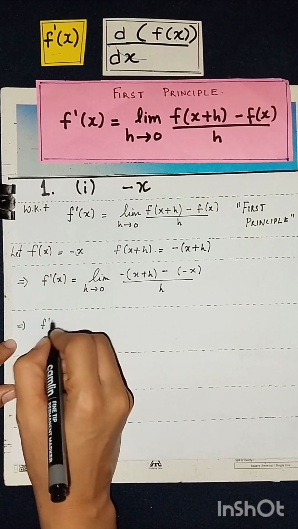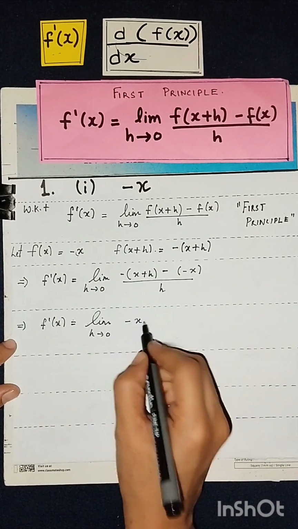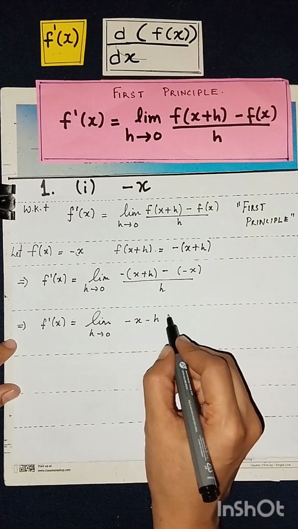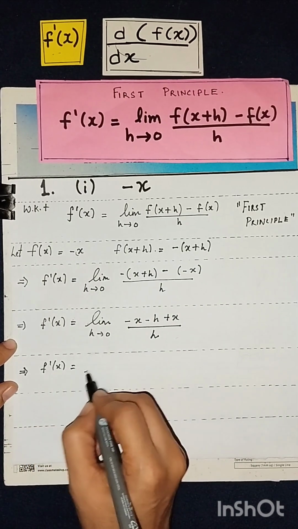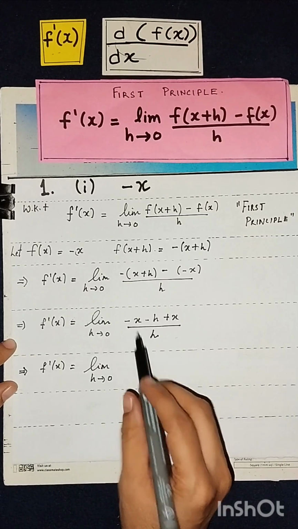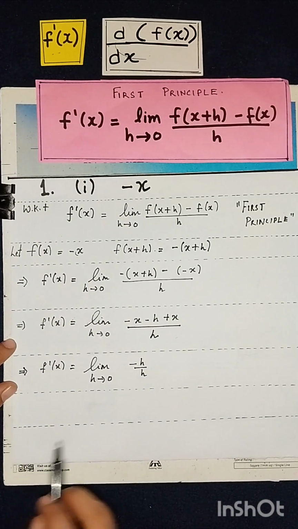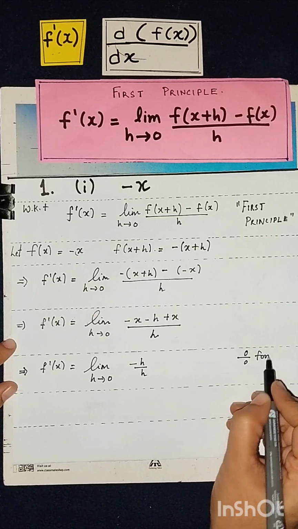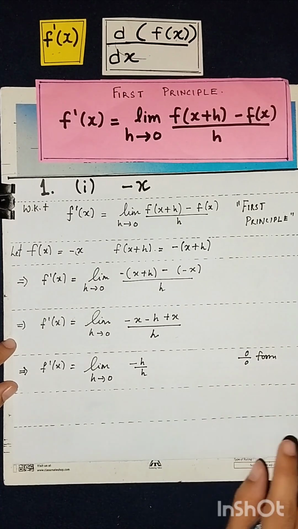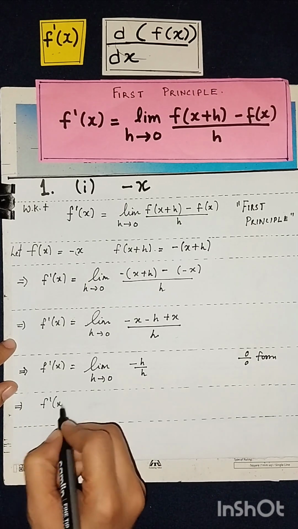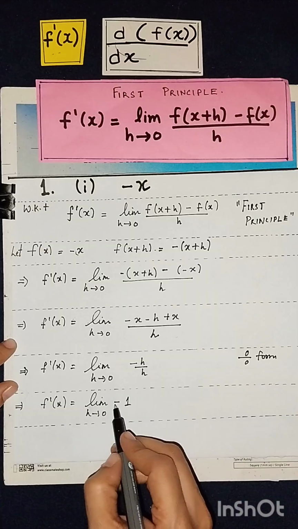Now f dash of x is equal to limit h tends to 0, let us simplify this, minus x minus h plus x divided by h. Now f dash of x is equal to limit h tends to 0, minus x plus x is 0, so we will get minus h by h. We cannot give h 0. If you give h 0, you will get 0 by 0 form, right? Our main intention is to avoid 0 in the denominator. That means we have to eliminate h from the denominator. Now f dash of x is equal to limit h tends to 0, h by h is 1 and we have a minus sign here, right?